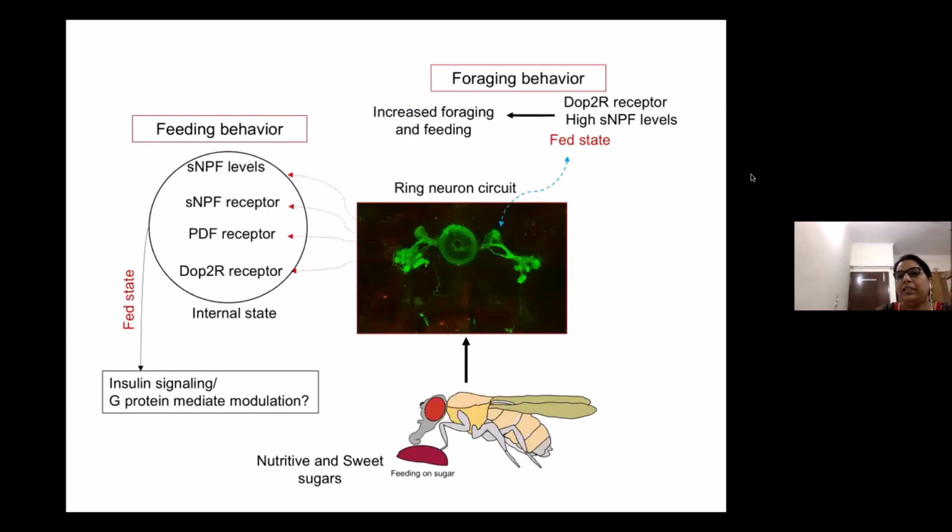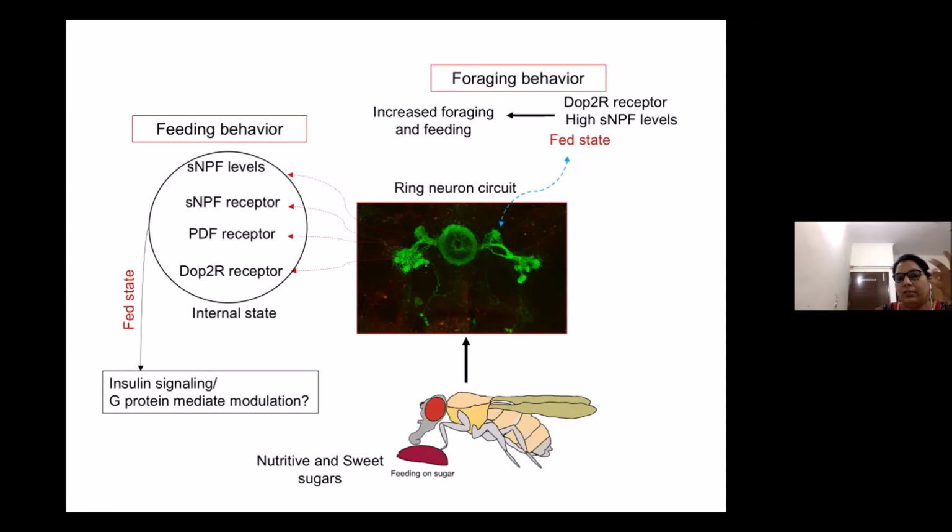As a whole, what we have understood from this story, I can't show you the whole story in 15 minutes, is that we have found a circuit which is a satiation state dependent circuit, meaning that whatever phenotypes we were seeing in the feeding behavior, they were all under the fed state. We have seen that the sNPF level or the knockdown of sNPF, PDFR or dopamine 2 receptors, which are present on the same set of neurons, are regulating or modulating feeding behavior under fed state. Since sNPF also works through insulin signaling, we are also checking if insulin signaling is involved here.